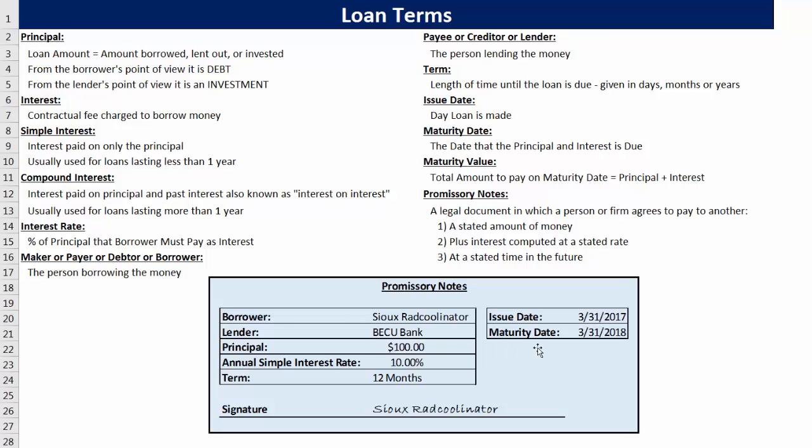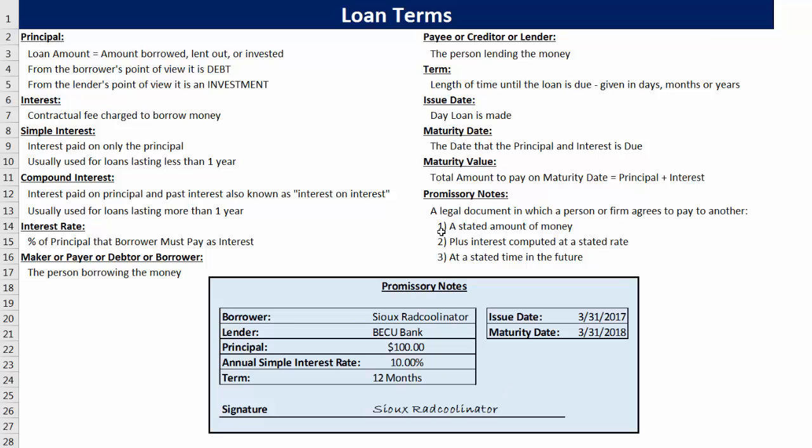Maturity date, that means they have to pay principal and interest, 3/31/2018. Maturity value, that's the term they use for principal plus interest that's due on the maturity date. Promissory note, well, that's this right here. And there's always three components.